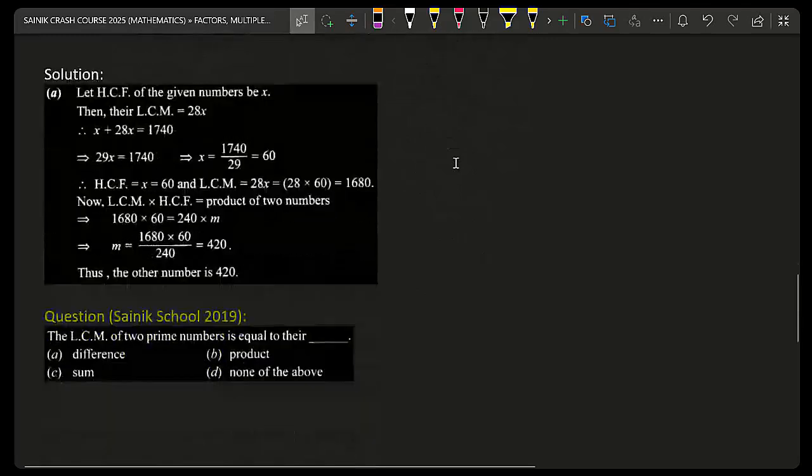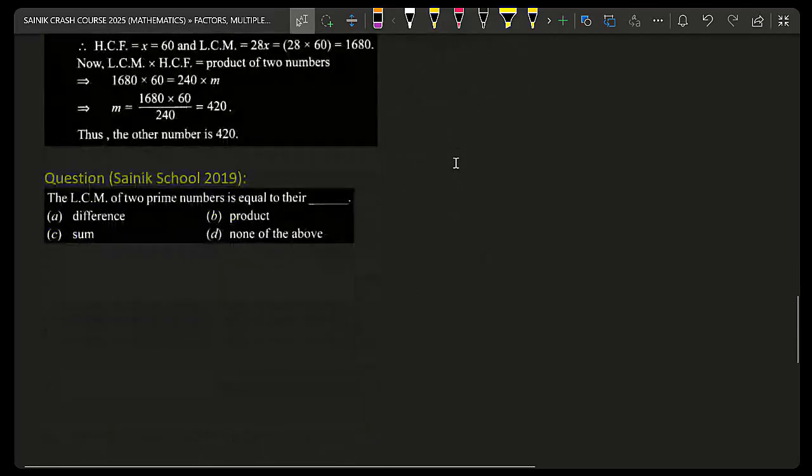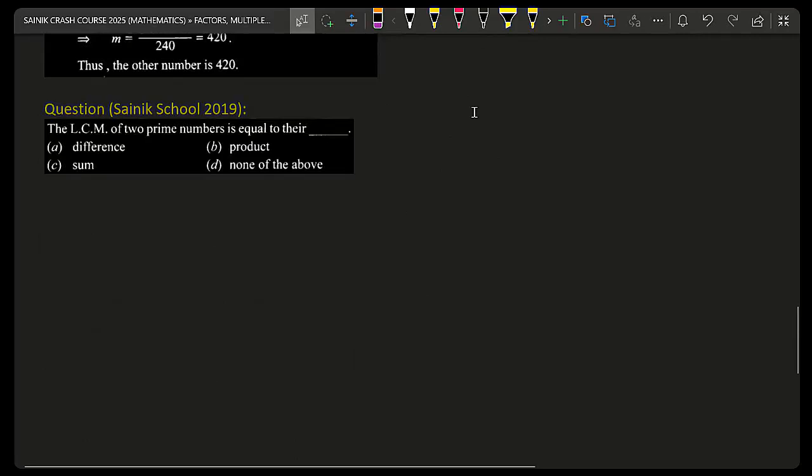So the next question is this. A very, very simple question. The LCM of two prime numbers is equal to their dash. If anybody wants to give the answer, they can raise a hand. Yes, Lakshita. Sir, can you give the answer?